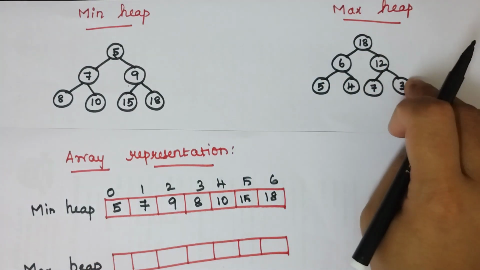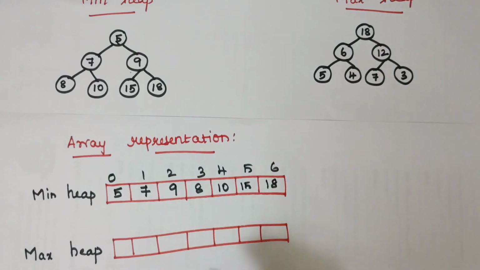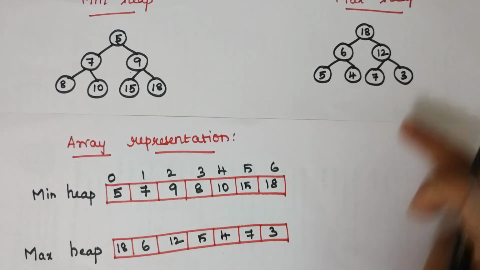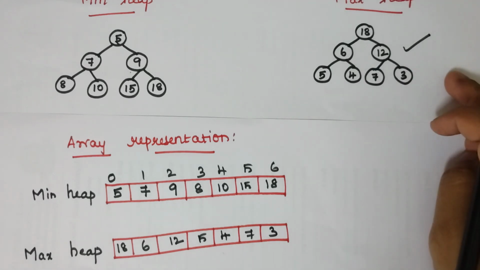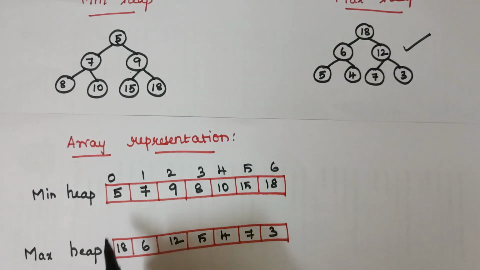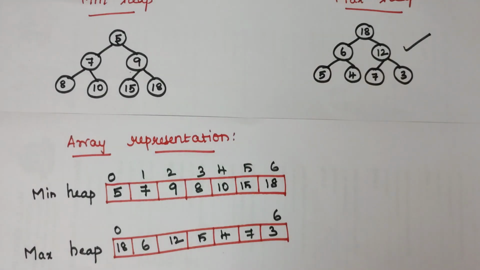And coming to this maximum heap, how do the values get placed into the array? Starting with the first, that is root value 18, and then 6, right side 12, again 5, 4, 7 and 3. So this is how the max heap elements of this heap data structure get placed into the array, starting from the index value 0 till 6. This is the array representation.